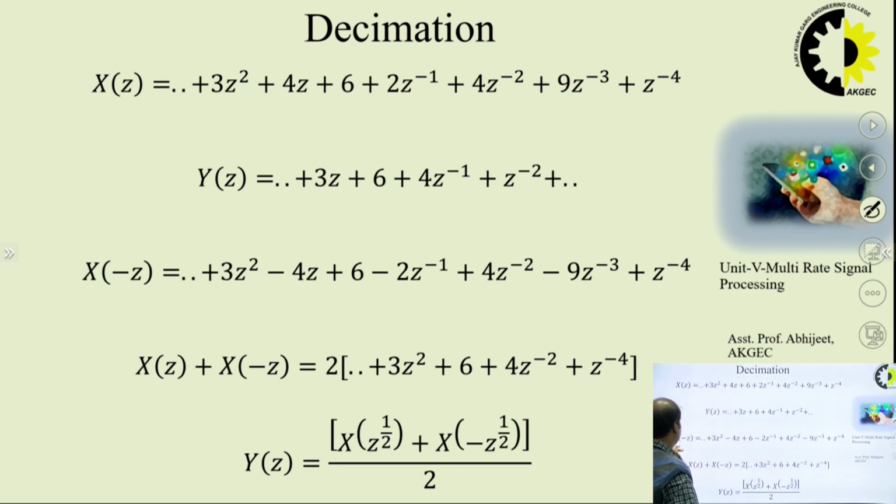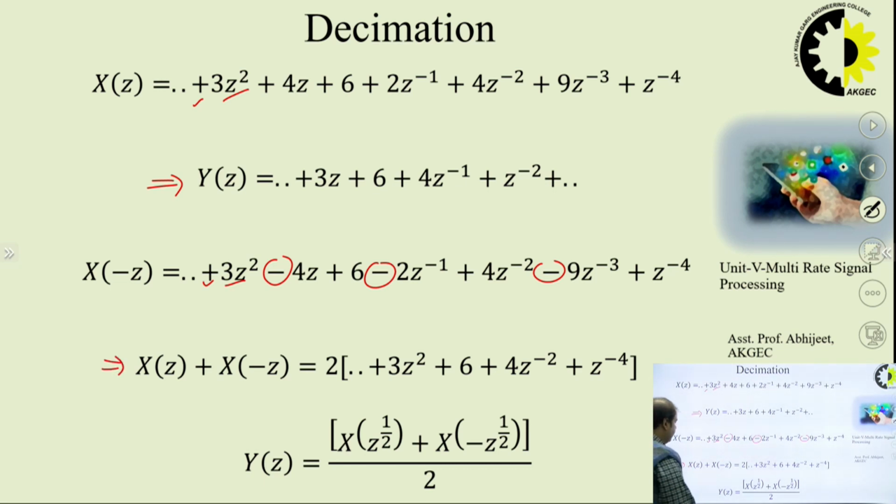So, what will be capital X of minus z? You can understand, in capital X of minus z, the even parts will keep their signs, the odd parts, the signs will change, the odd powers, the sign will change. What happens when we add them? Since these negative signs will cancel out, we will have only the even orders. But what is the relationship between this and this?